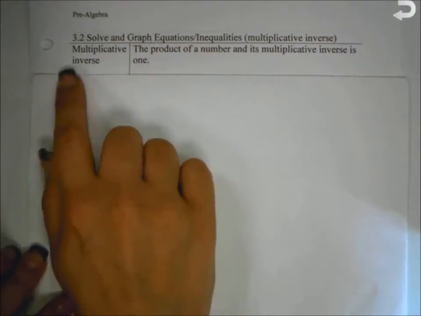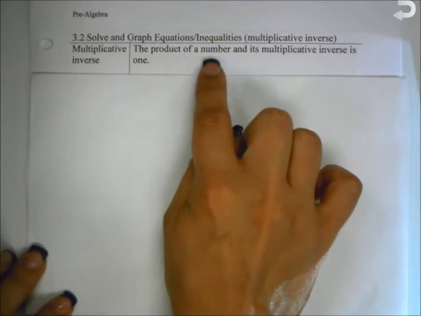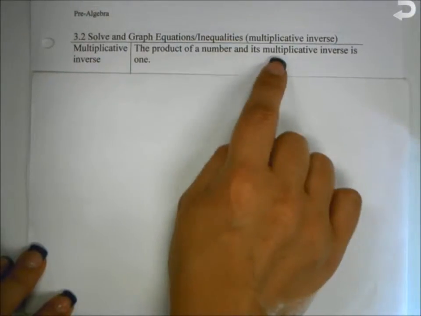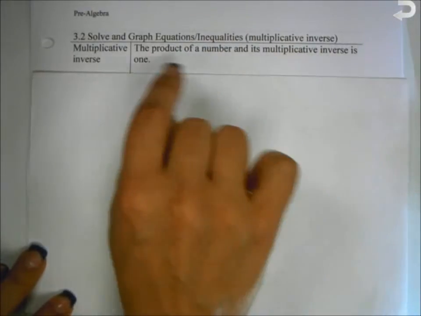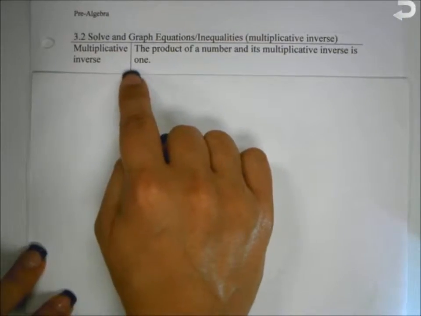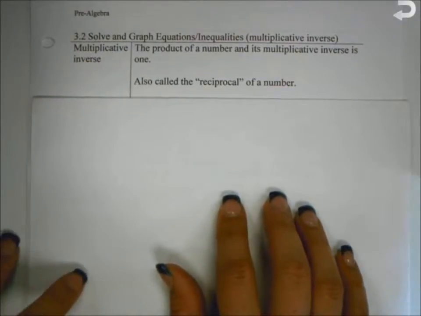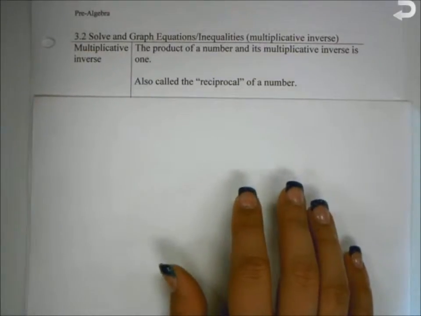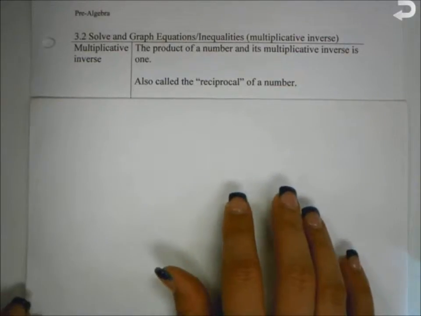The multiplicative inverse is when the product of a number and its multiplicative inverse is 1. So if I give you a number and we take the multiplicative inverse and we multiply those two numbers together, we're going to get 1. This is also called the reciprocal. How many of you have heard of the reciprocal before? Okay. So multiplicative inverse is the same as the reciprocal.